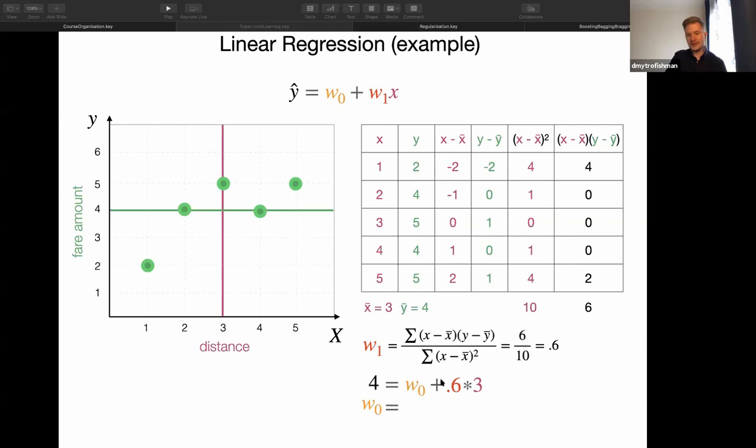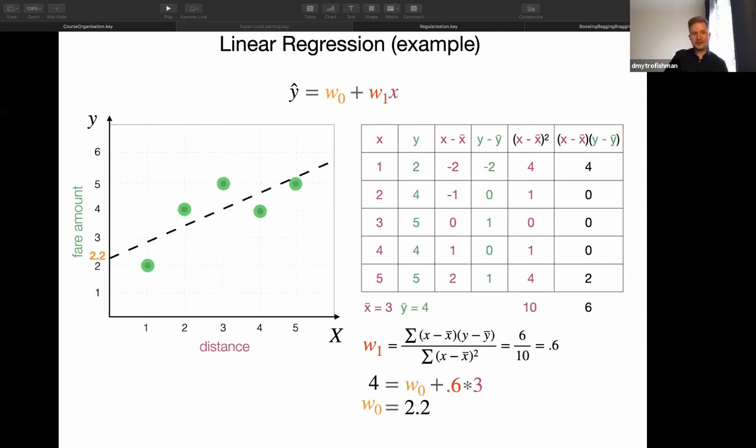In that very specific case, what does W0 equal to? It's too complicated right now. Too complicated. Oleg, what is the value of W0? W0 is 4 minus 1.8. It will be 2.2. Yeah, it's 2.2 exactly.